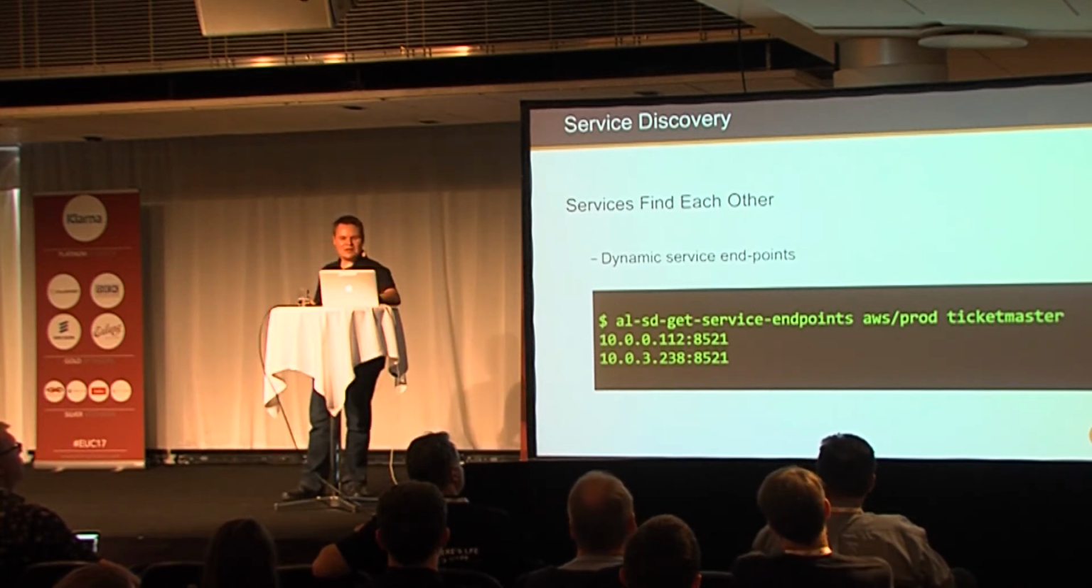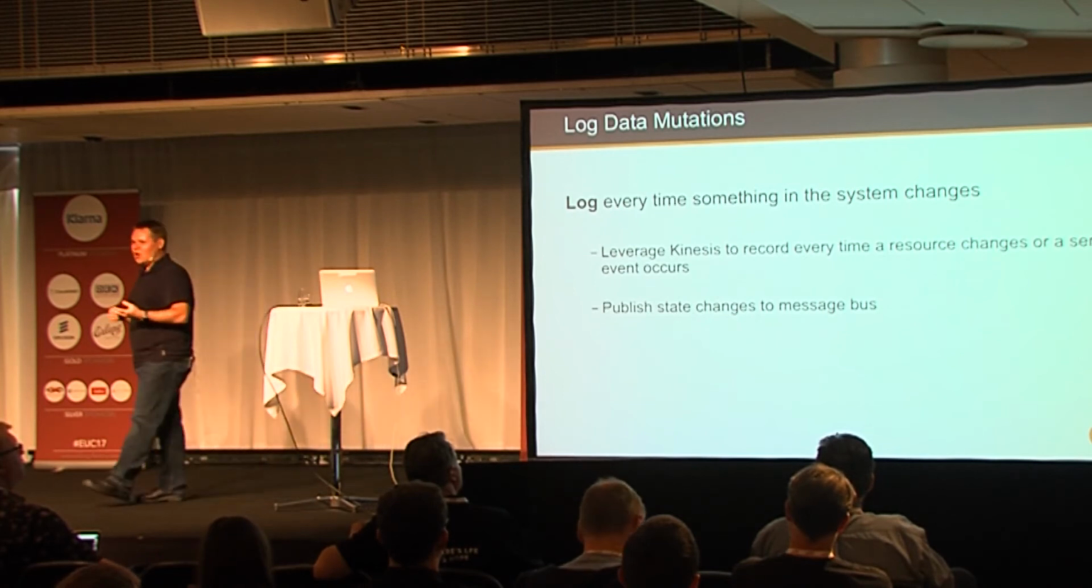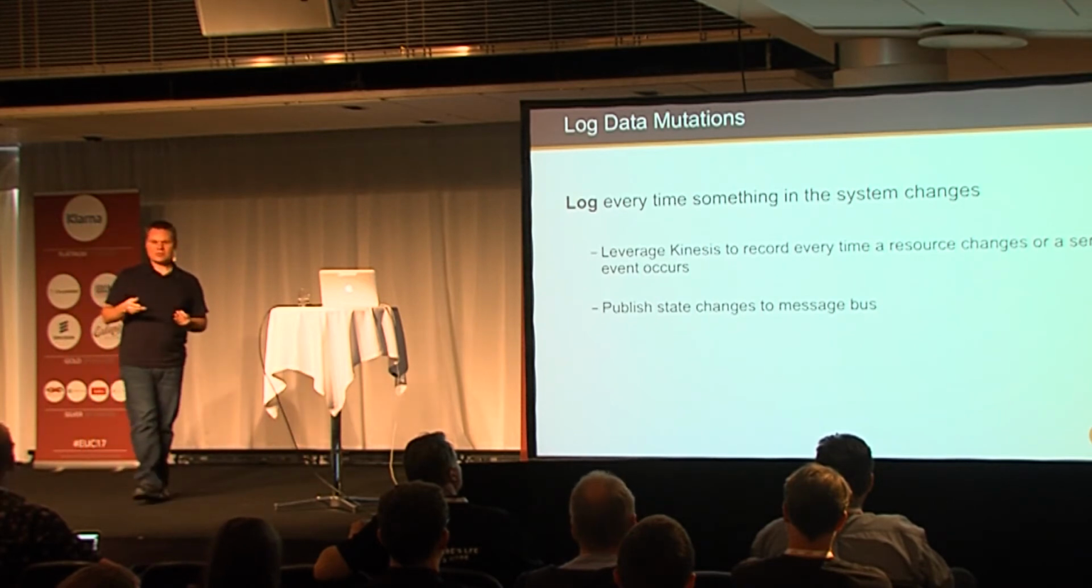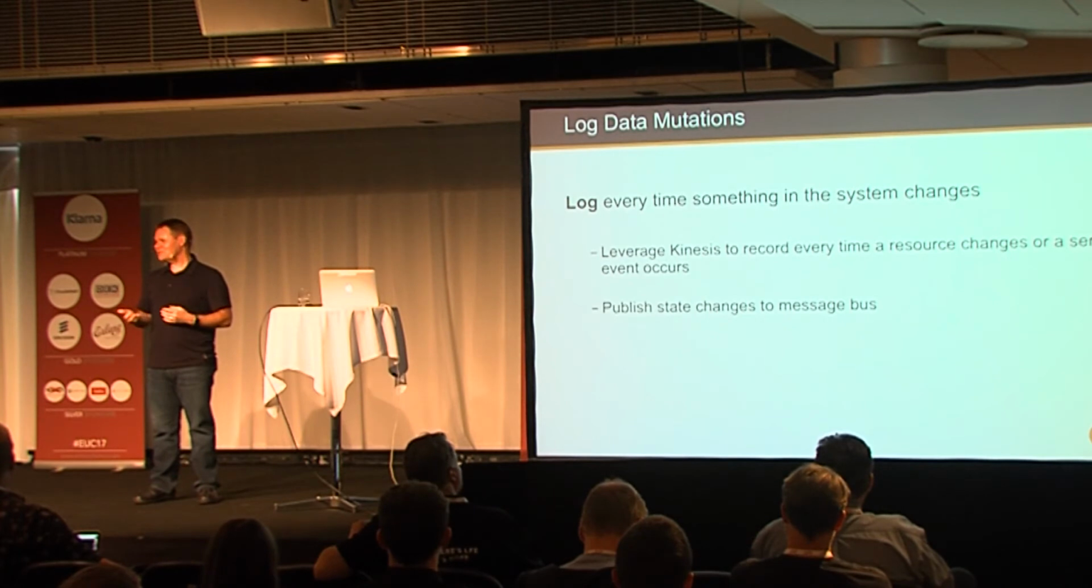Another principle that turned out to be awesome. We want to log all the data mutations. We do this in Kinesis, which, if you're not familiar with, is Amazon's implementation of Kafka. It's a persistent distributed log file. The idea is that anytime we change anything in the system, we just make a record of it.